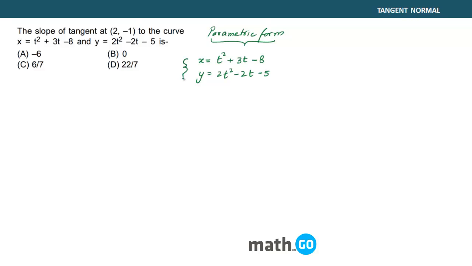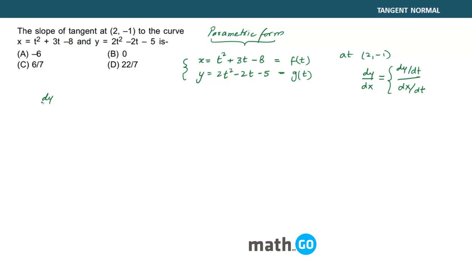So these things are given in terms of, let's say this is f(t), which is given to you, and this is g(t). Now our target is to find the slope of the tangent at (2, -1). So for slope, what do you want? You want dy/dx, but since it is a parametric form, we can say dy/dt divided by dx/dt. Can we do this? Yes, absolutely. This is completely valid.